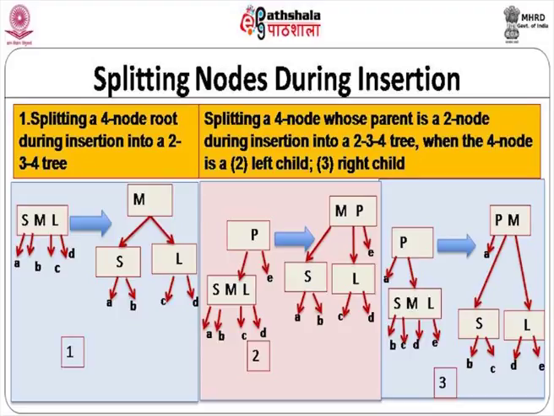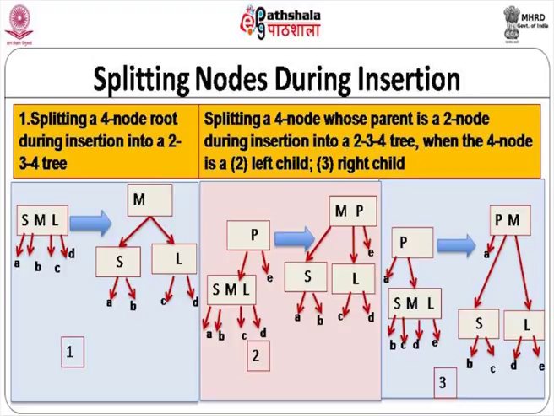When you split SML, what happens? S and L are split as before, and M moves up. So, M moves up and now that parent node will have 2 values, it becomes a 3 node. So, from a 4 node connected to a 2 node parent, you split it, move one value up, and the 2 node becomes a 3 node. This is splitting a 4 node whose parent is a 2 node during insertion into a 2-3-4 tree, where the 4 node is a left subtree.